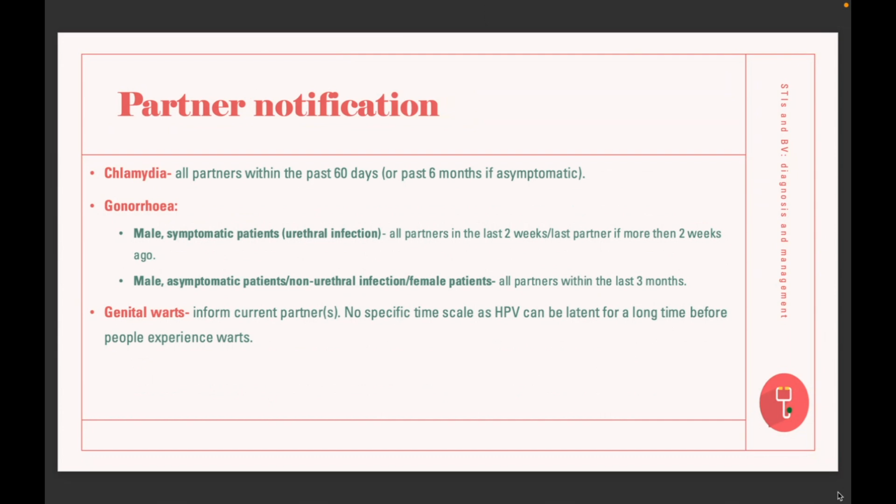In gonorrhea, if you have a male symptomatic patient with urethral infection, it's all partners in the last 2 weeks, or the last partner that they've had if it's more than 2 weeks ago. And in male asymptomatic patients, or if they've got a non-urethral infection, or in all female patients, it's all partners within the last 3 months. And then in genital warts, if you can advise them to inform their current partners, that's great, but there's no specific timescale because HPV can lie latent for a really long time before people experience warts. Next slide, please.